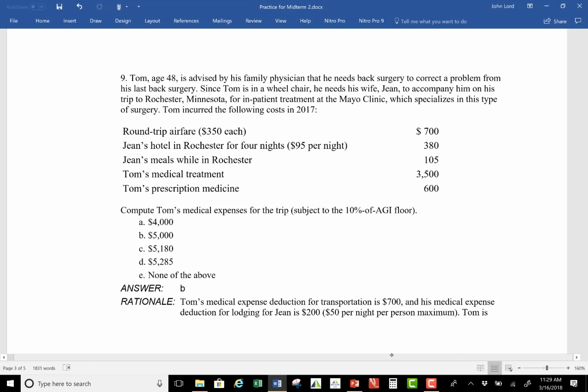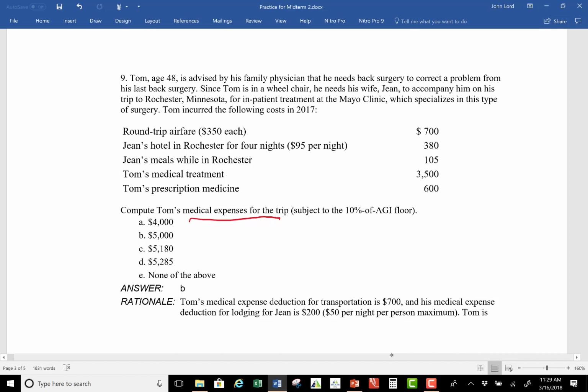So he needs his wife Jean to accompany him on his trip to Rochester for inpatient treatment at the Mayo Clinic, which specializes, well, at least he's at the right place, in this type of surgery. Tom incurred the following costs in 2017, and they want to know what the medical expenses for this trip are, and of course it's subject to the AGI floor here.